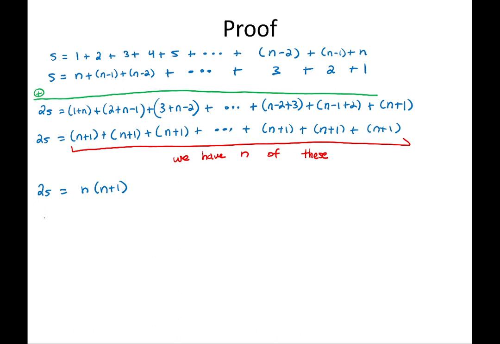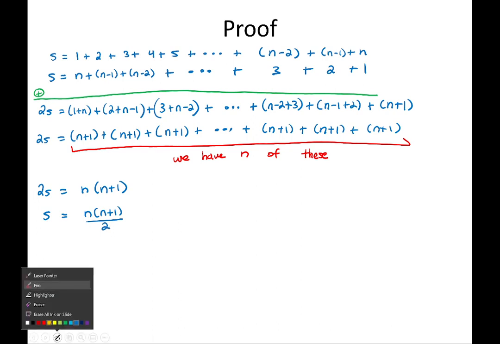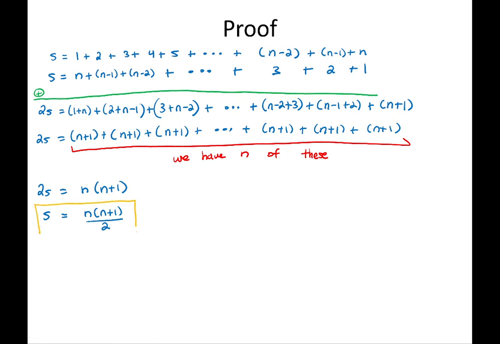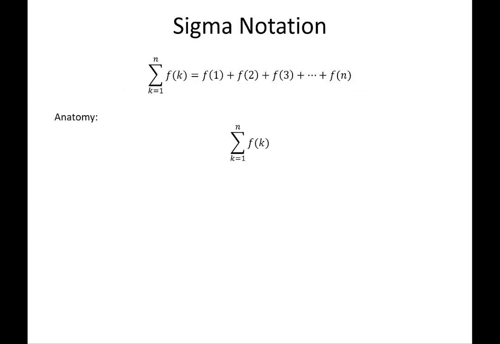Now we can divide both sides by 2, so the sum s is equal to n times n plus 1 over 2. There you have it. There's your summation formula for the sum of the first n numbers, independent of what that number of numbers is, independent of what n is equal to. Okay, so that's kind of neat.